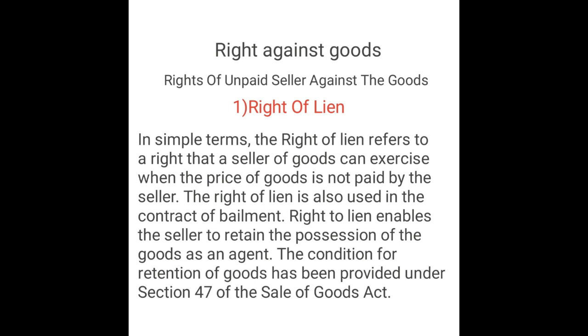Right against goods. 1. Right of lien. In simple terms, the right of lien refers to a right that a seller of goods can exercise when the price of goods is not paid by the buyer. The right of lien is also used in the contract of bailment. Right to lien enables the seller to retain the possession of the goods as an agent. The condition for retention of goods has been provided under Section 47 of the Sale of Goods Act.